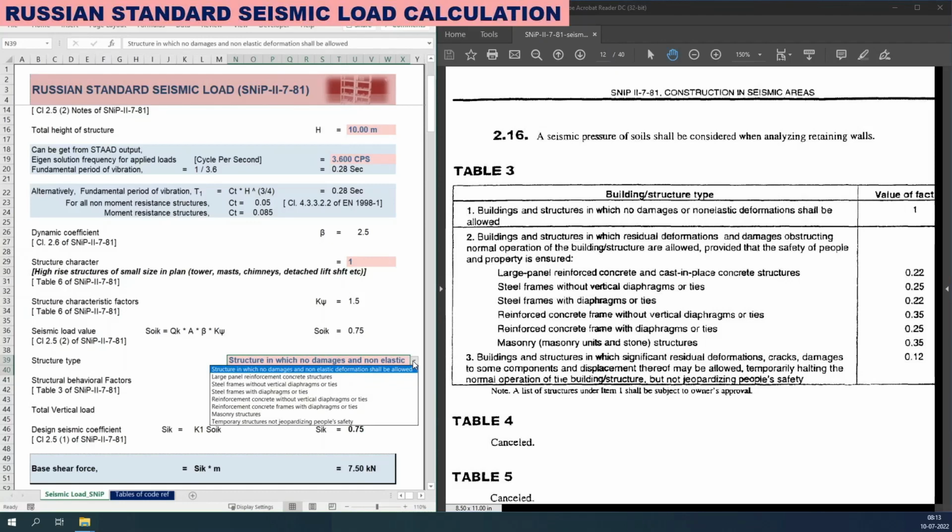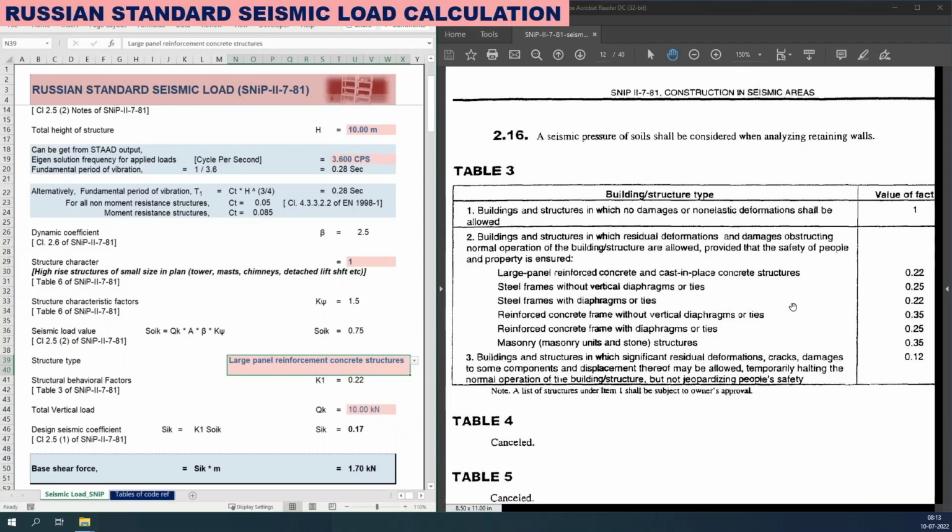Similarly, if I select the building with large panel reinforced concrete structure, it is 0.2. For our case, it is a steel frame. If I select steel frames without vertical diaphragms or ties, the K1 factor is 0.25 as per Table 3. So likewise we need to select from this. It is for temporary structures. For our case, it is steel frames with diaphragms or ties, I am assuming. So for that the K1 factor is 0.2.